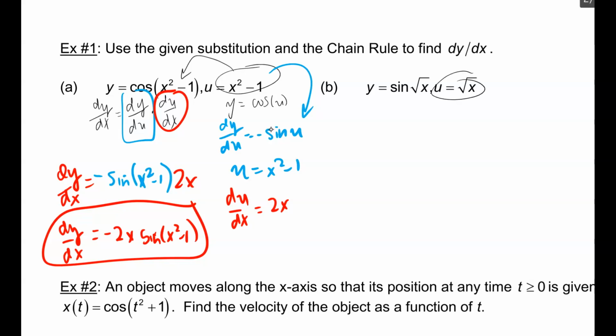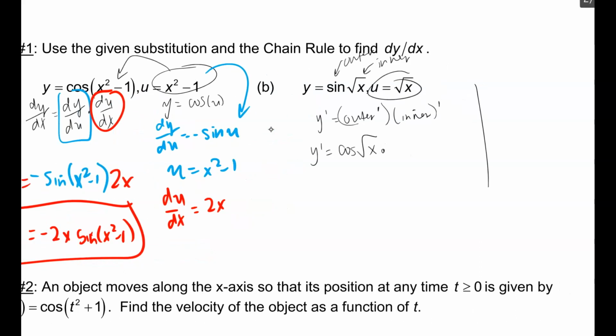So here I'm identifying what the inside function is. Sine is my outer function, root x is my inner function. So the derivative is literally going to be the outer function's derivative times the inner function's derivative. Okay, let's see. So we have y prime is equal to the derivative of sine, which is cosine. So cosine, I leave whatever's inside alone, times the derivative of root x.